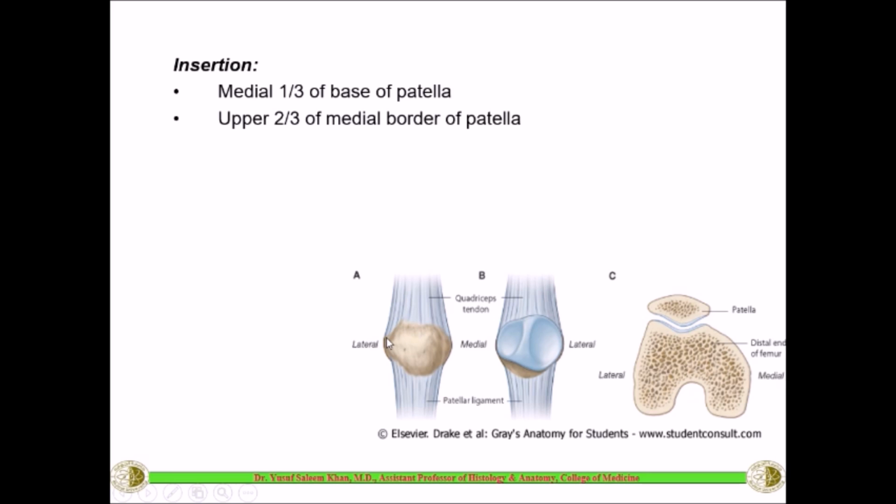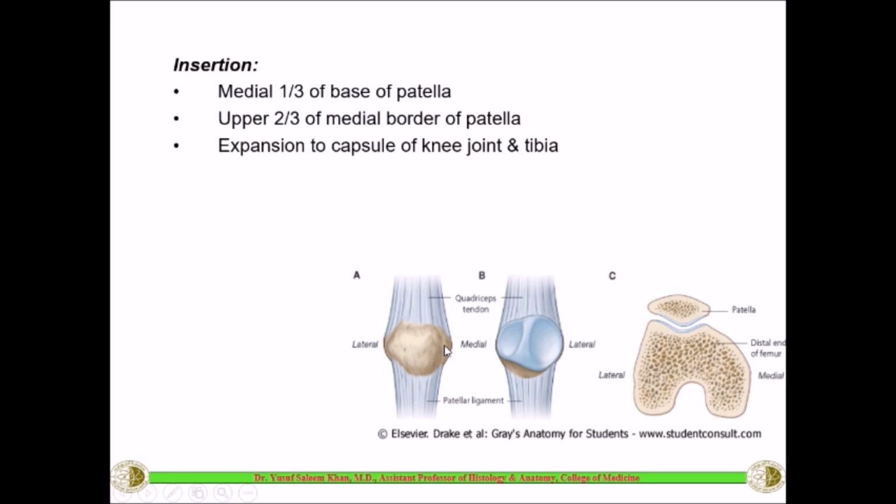Vastus lateralis gets inserted to only 1/3 of the lateral border of the patella, but here the vastus medialis gets inserted almost 2/3 of the medial border of the patella. This has a very important significance, that it prevents the lateral dislocation of the patella. Okay, that's the importance of being 2/3 inserted to the medial border.